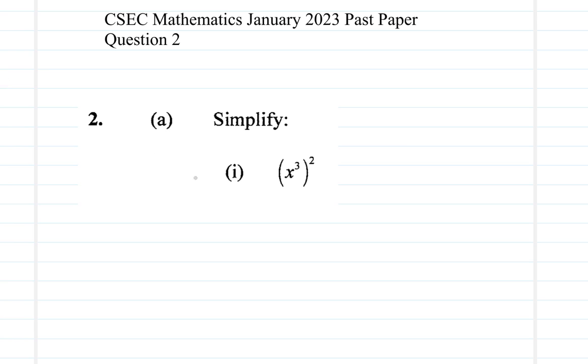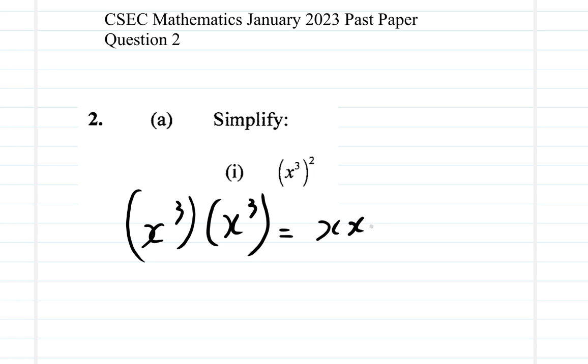Now, let's see what happened here. You have x cubed squared. What that means is x cubed times x cubed. Now, you have a shortcut way of doing it. You multiply 3 by 2 and say x to the 6. But how does that really happen? Remember, x cubed is x times x times x, times x cubed again, x times x times x. So you have 1, 2, 3, 4, 5, 6 x's multiplied together, so it's x to the 6.